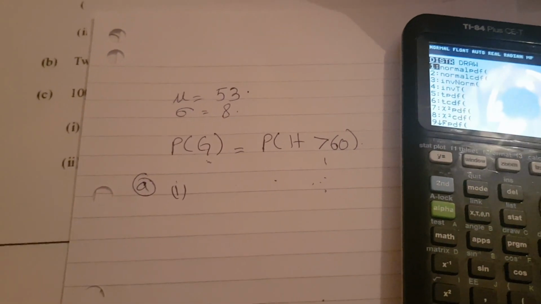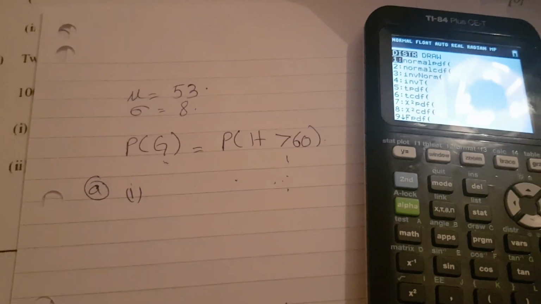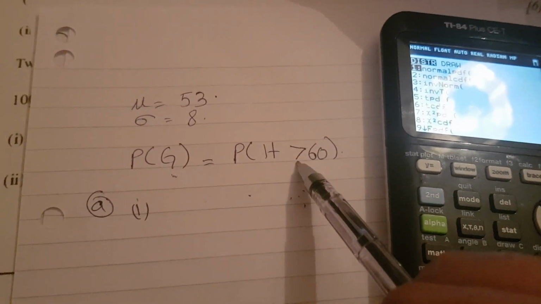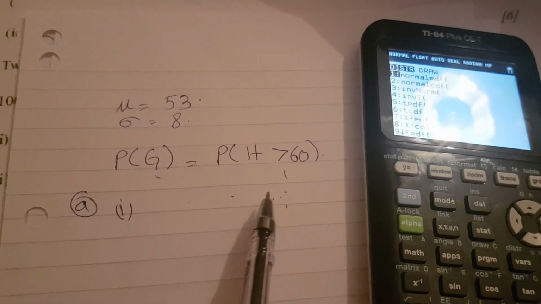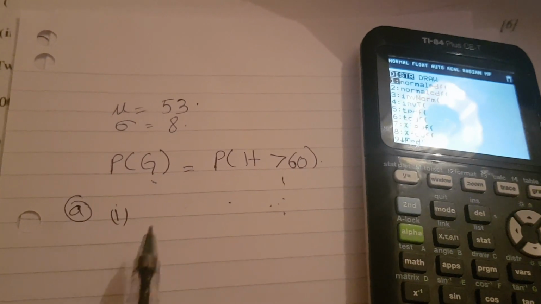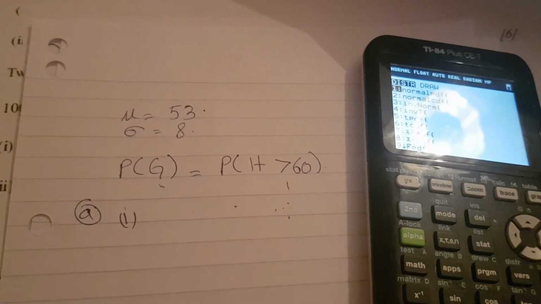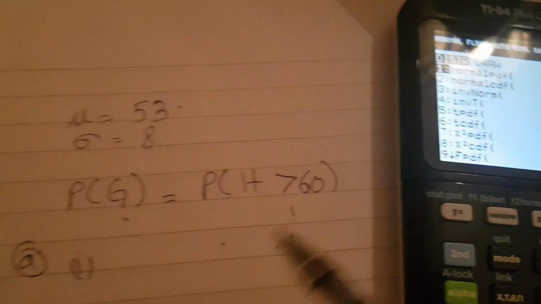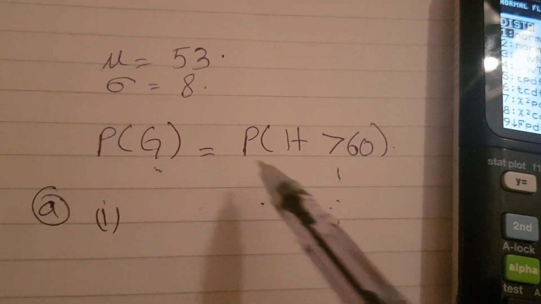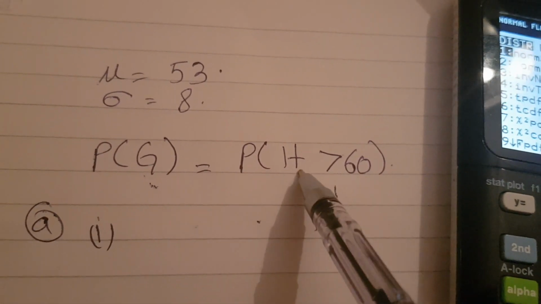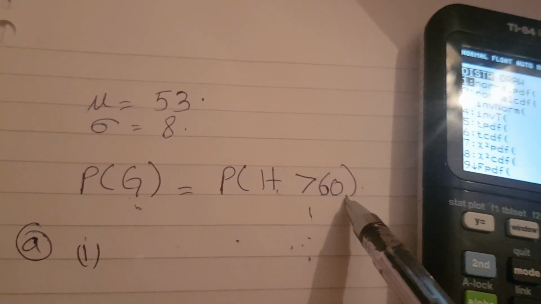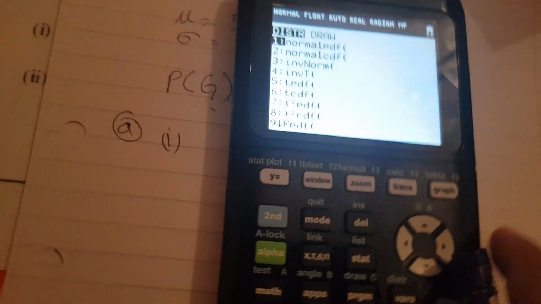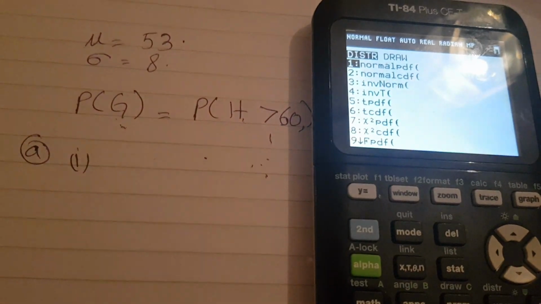Whereas normal PDF is used when there is an equals to sign. If it was h is equals to 60, that I have a giant tree when h is equals to 60, then I will use normal PDF. But right now, the question is telling me that my trees are giant when the height of my trees is greater than 60. So, I will use normal CDF. I'll go to normal CDF.